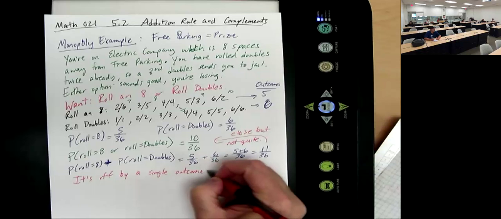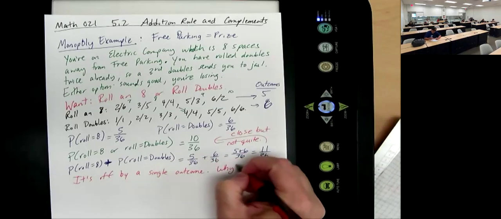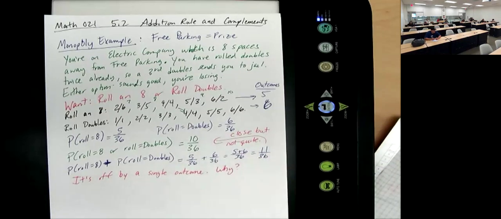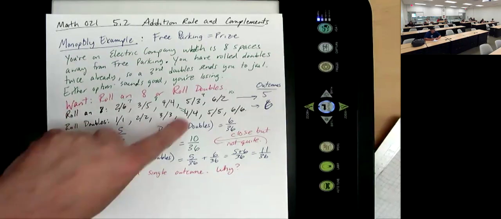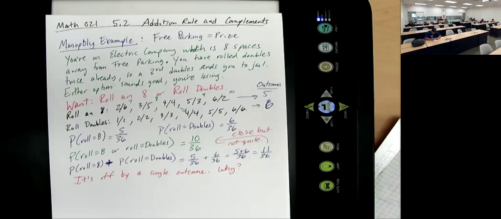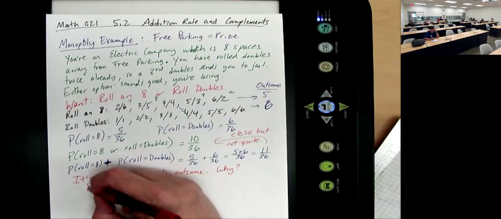Why? There are 2 of the same ones. When we did both of them, we counted the 4s twice, right? The pair of 4s was counted twice.